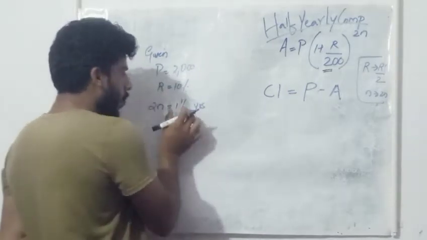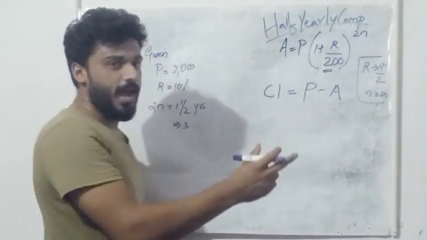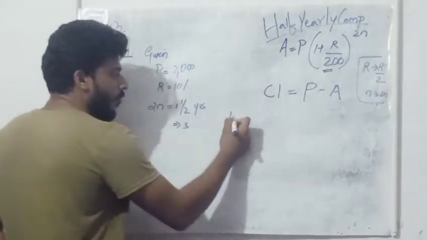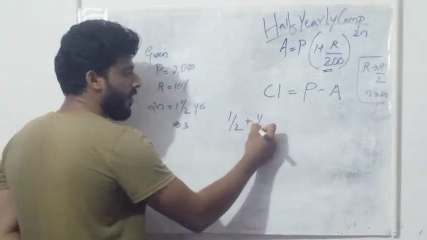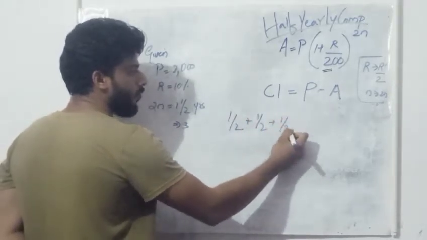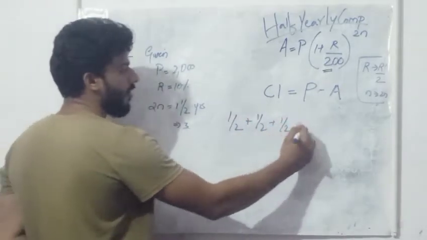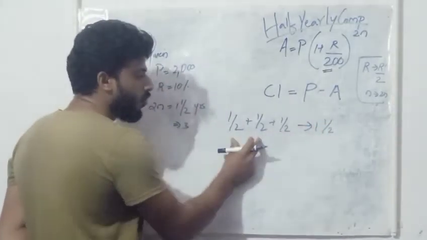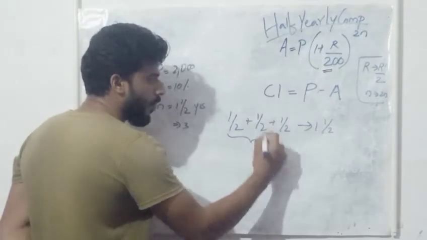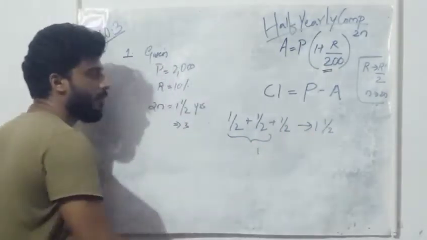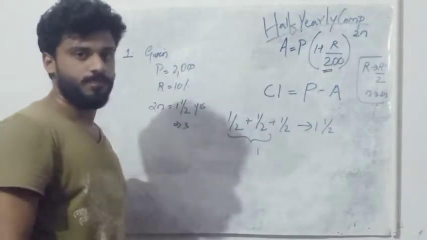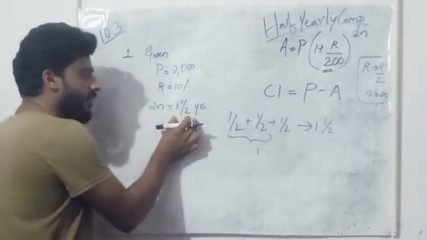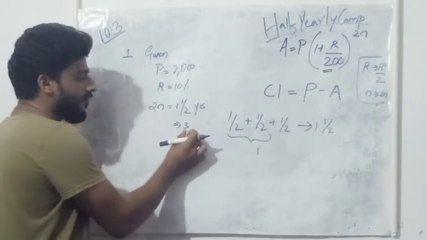Do you know why? 1.5 years. Here we are calculating our years half yearly. 1 by 2 plus 1 by 2 plus 1 by 2. These 3 halves make 1 and 1 by 2. Two halves make 1, and 1 plus 1 by 2 will be 1.5. So we can write 3 instead of 1 into 1 by 2.